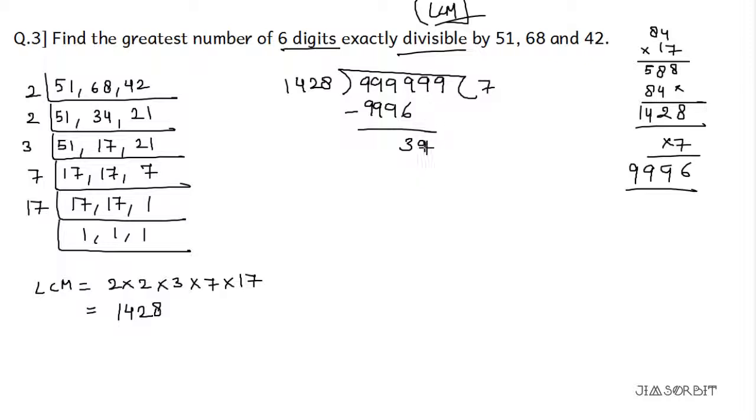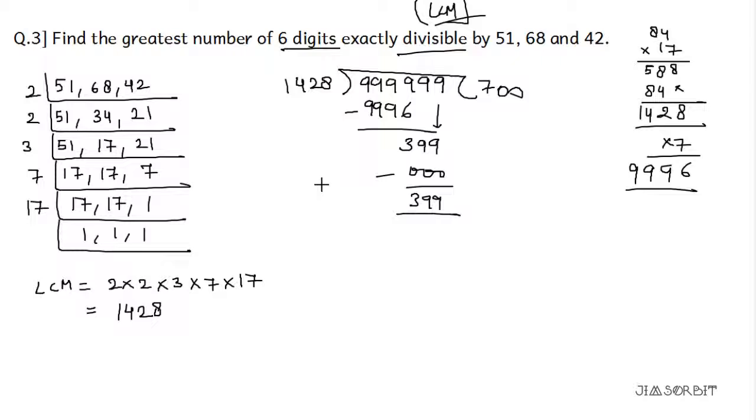Copy this, 39. Is 39 divisible by 1428? No. So after you write this 9, you put a 0 here. Now again check, is it divisible? No, you put a 0. So you get 0 0. Again you get 399. This is very simple. You must have completed this. Whatever you have got as the remainder is the extra value.